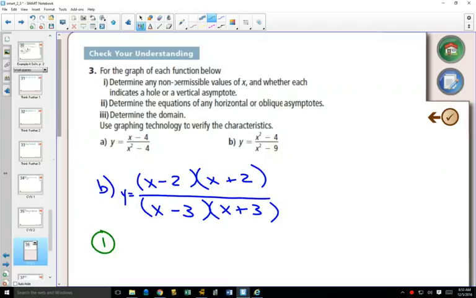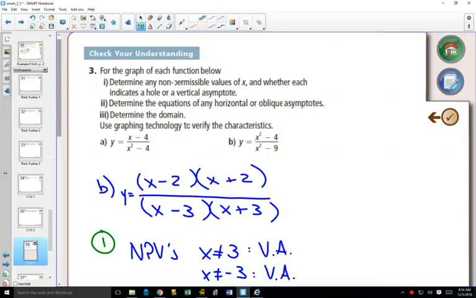The first thing that we look at is our non-permissible values. Our non-permissible values in this one, x can't equal 3 and x can't equal -3. Those would be the values that would make us divide by 0. Are they going to be asymptotes or holes? They are both going to be vertical asymptotes. We are going to get an asymptote at x equals 3 and x equals -3 because neither of those factors simplify or cancel out.